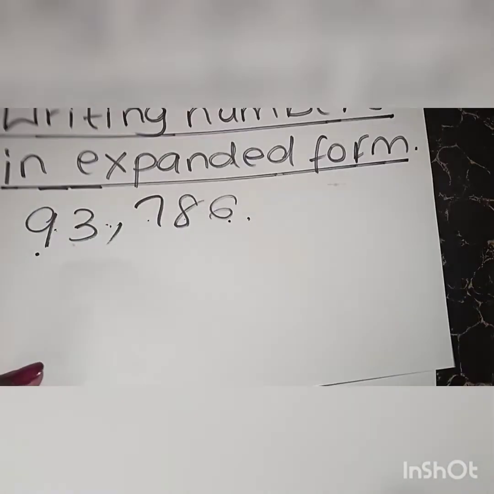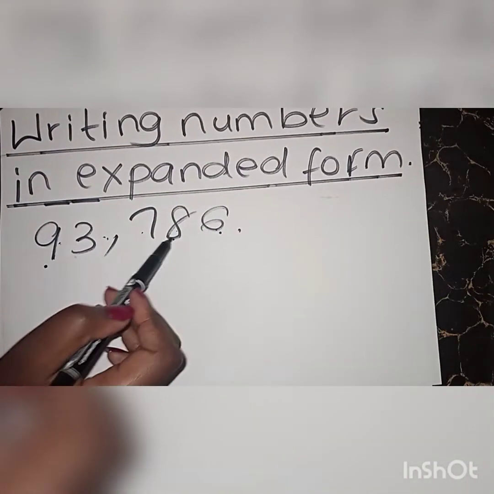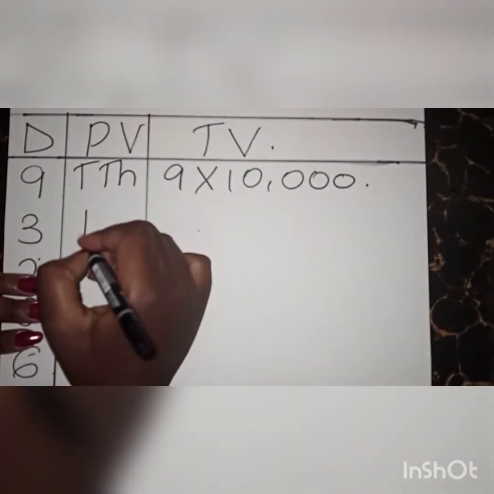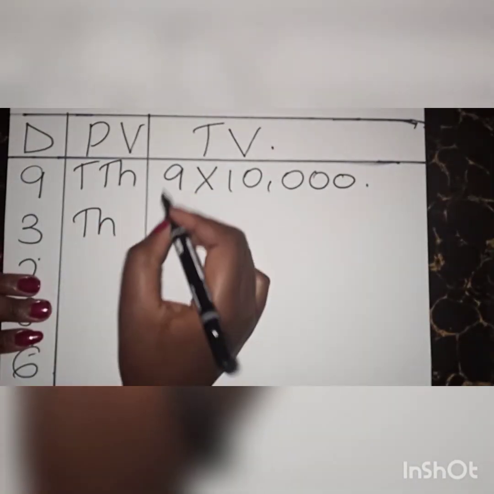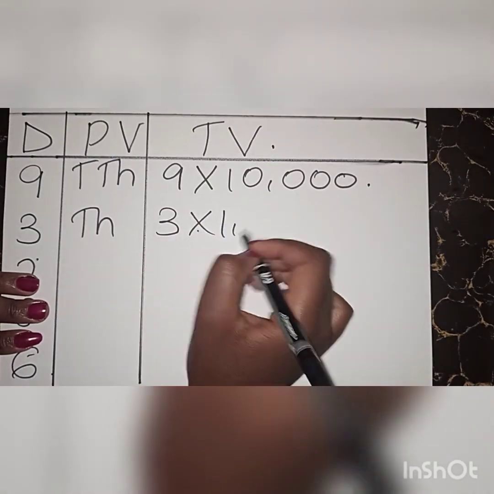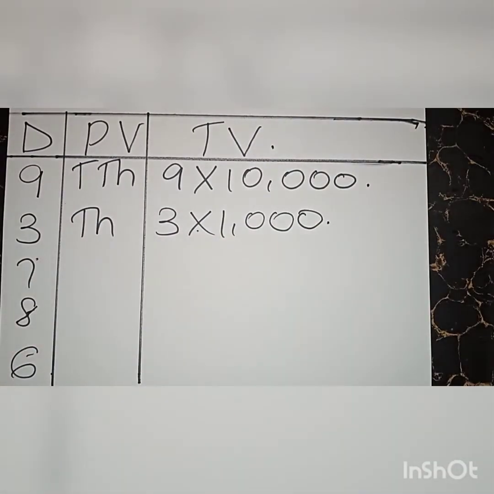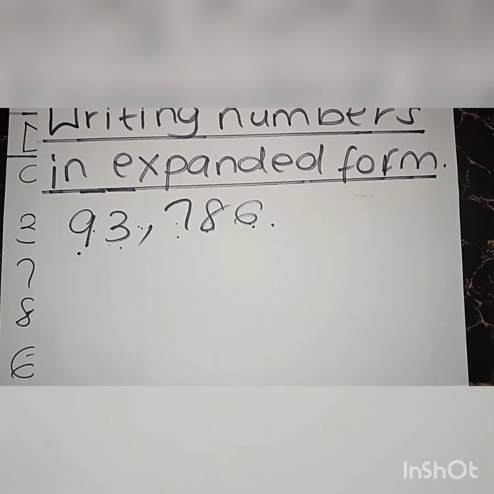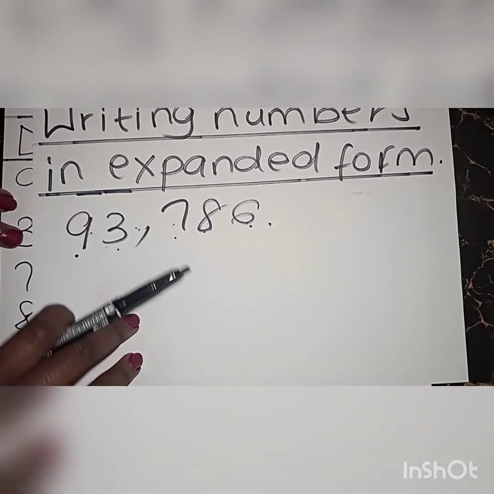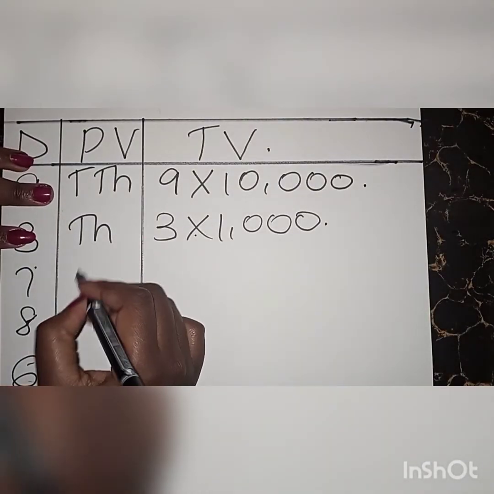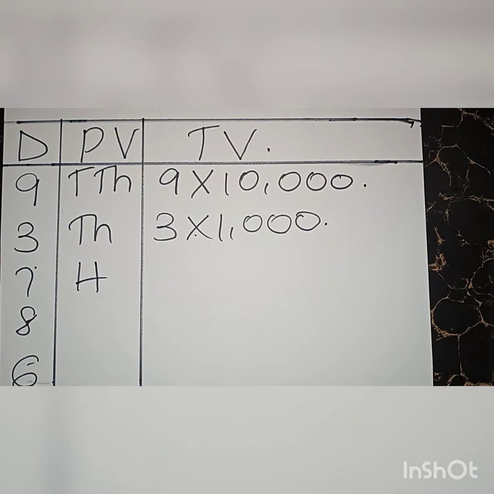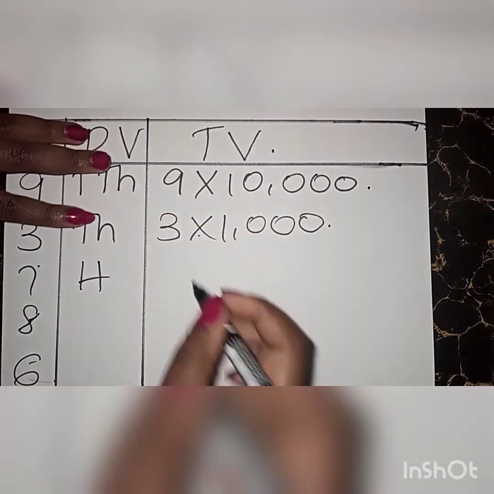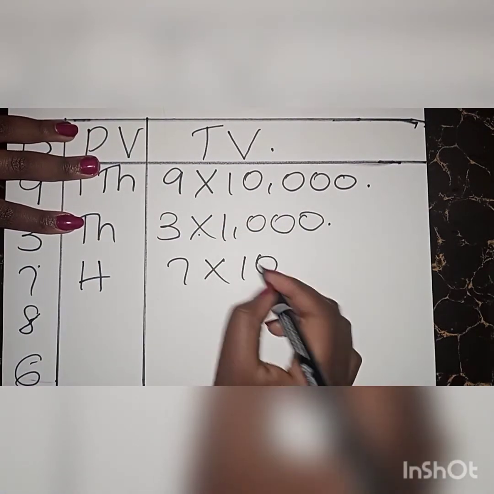What is the place value of 3 in this number? Ones, tens, hundreds, thousands. The place value of 3 is thousands. And the total value is derived by multiplying 3 times 1,000. Are we together? What is the place value of 7 in this number? Ones, tens, hundreds. So the place value of 7 is hundreds. And how do we derive the total value? The total value will be 7 times 100. Okay?